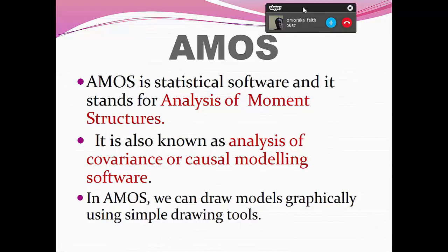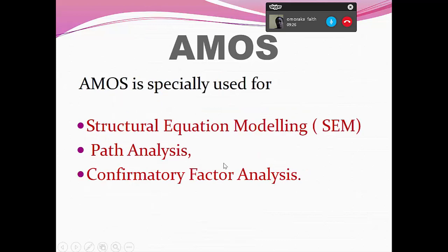Now, what is AMOS? AMOS is statistical software and it stands for Analysis of Moment Structures. It is also known as Analysis of Covariance or Cluster Modeling Software. In AMOS, we can draw models graphically using simple drawing tools. AMOS also quickly performs computation and displays the results. On slide 5, we want to see what we use AMOS for. AMOS is specially used for structural equation modeling, SEM. It's also used for path analysis, which we did yesterday. And we can also use AMOS for confirmatory factor analysis.